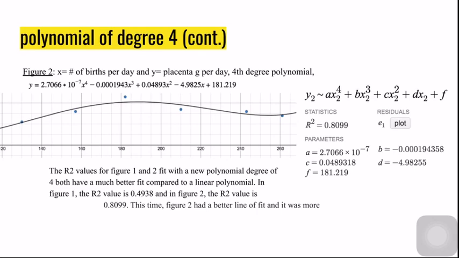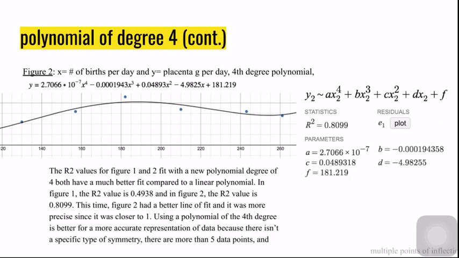When comparing Figure 1 and Figure 2 r-squared values with the new polynomial degree of 4, they both have a much better fit compared to the linear polynomial. Since the r-squared value for Figure 1 is 0.4938, and in Figure 2, like I said before, the r-squared value is 0.8099, this time Figure 2 had a much better line of fit, and it was more precise since it was closer to the number 1. Using a polynomial of the fourth degree is better for a more accurate representation of data because there isn't a specific type of symmetry. There are more than 5 data points and multiple points of inflection.